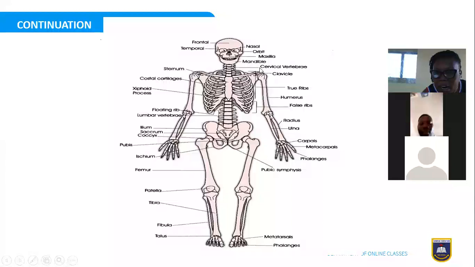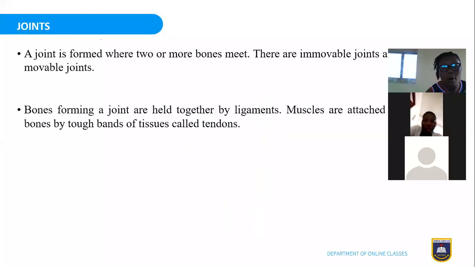Another place you can find the ball and socket joint is the hip joint. You can see the head of the femur being inserted into the acetabulum. The acetabulum is the socket, and the head of the femur is the ball. On the shoulder, you fix the head of the humerus into the glenoid cavity. So ball and socket joints allow movement in all directions. Now, another type of joint we'll talk about is the hinge joint.